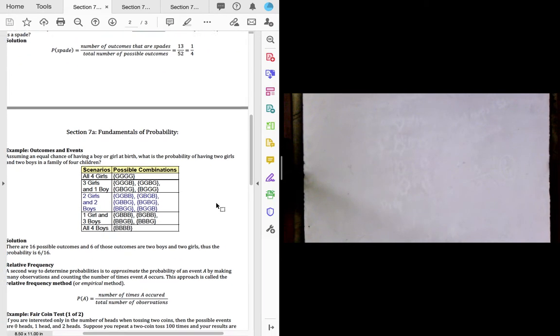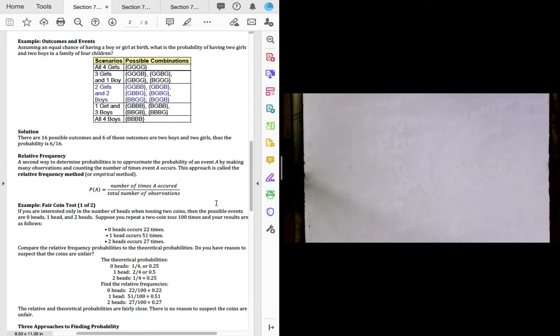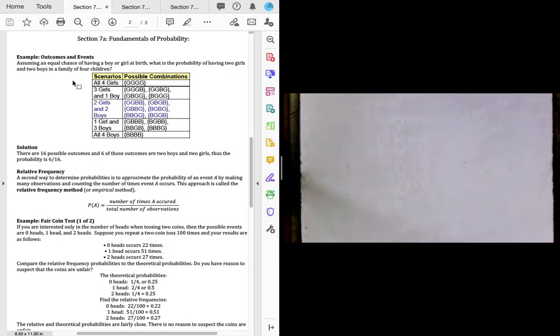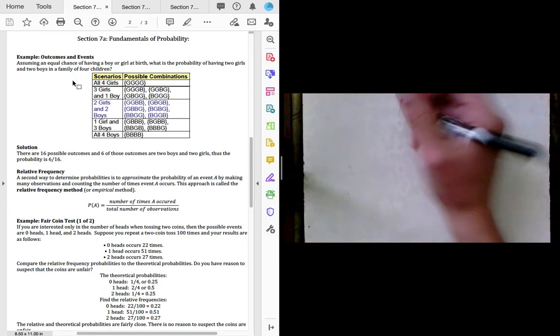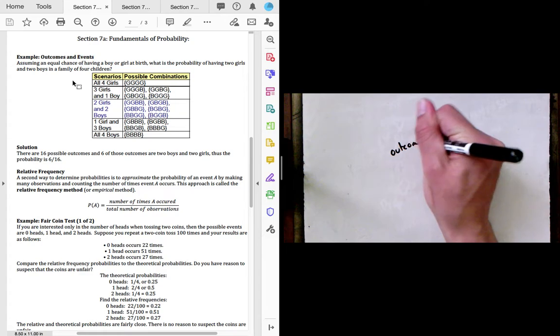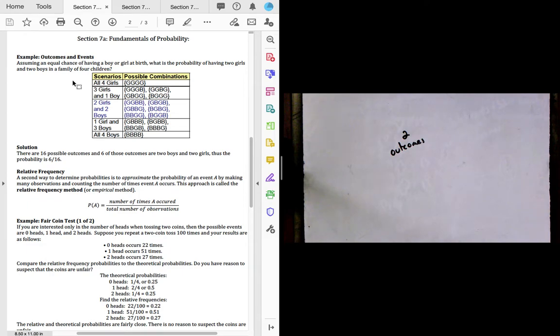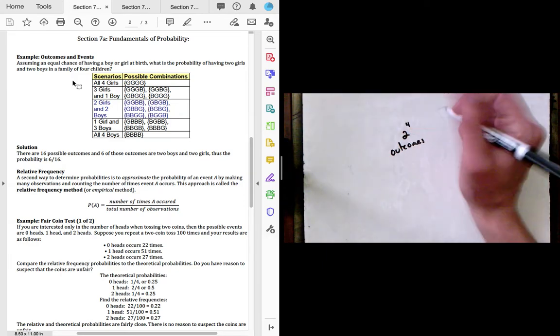The next example really gives us an opportunity to talk about the differences more between outcomes and events. And so the next one we're going to do says, assume an equal chance of having a boy or girl at birth. What's the probability of having 2 girls and 2 boys in a family of 4 children? So again, I'd like to talk to you guys about the distribution for this. Remember that the number of outcomes that are possible for each child is 2. And how many times am I going to run through this process? I'm going to run through it 4 times because in this problem, I want to have a family of 4 children. So I need to calculate first 2 to the 4th power.